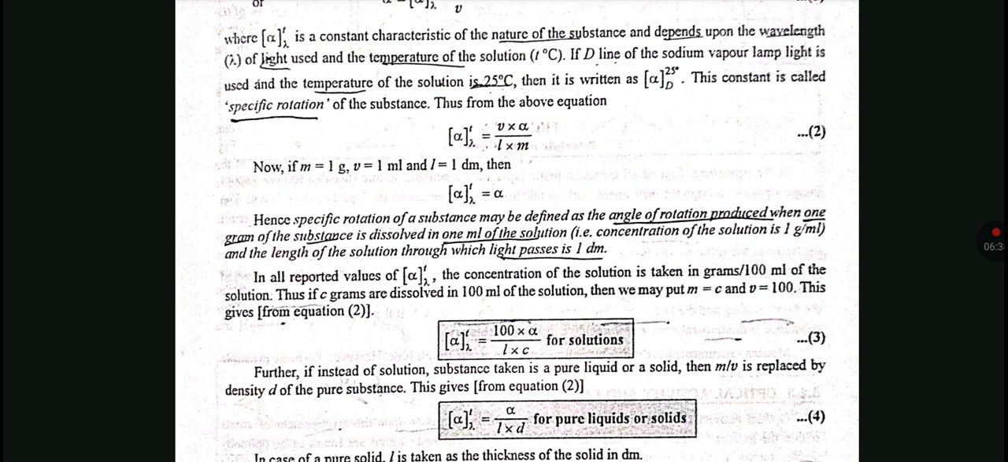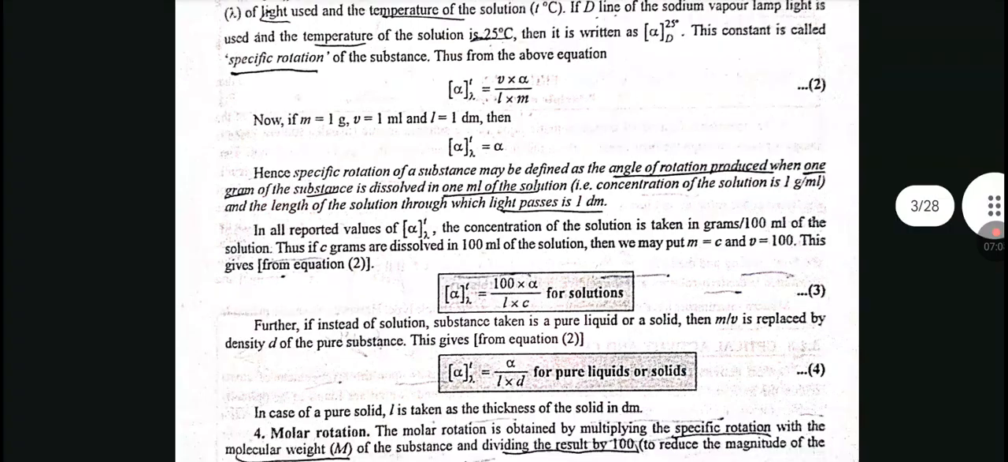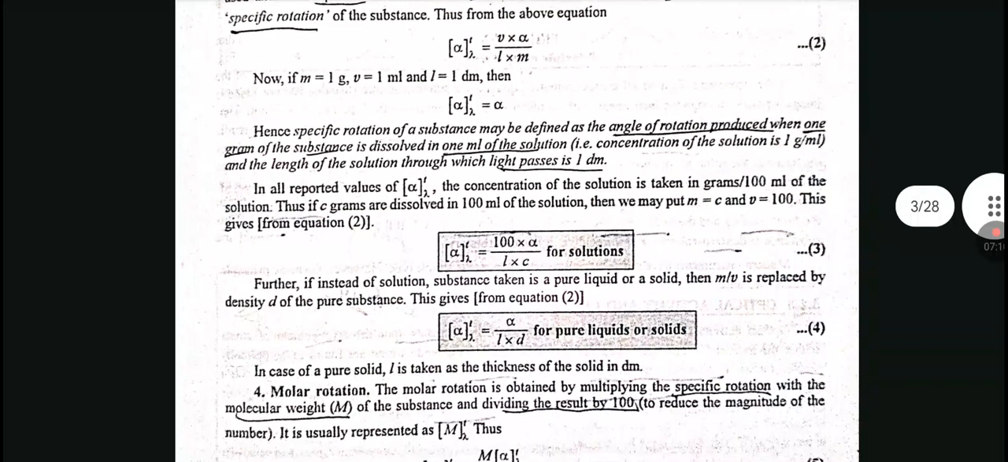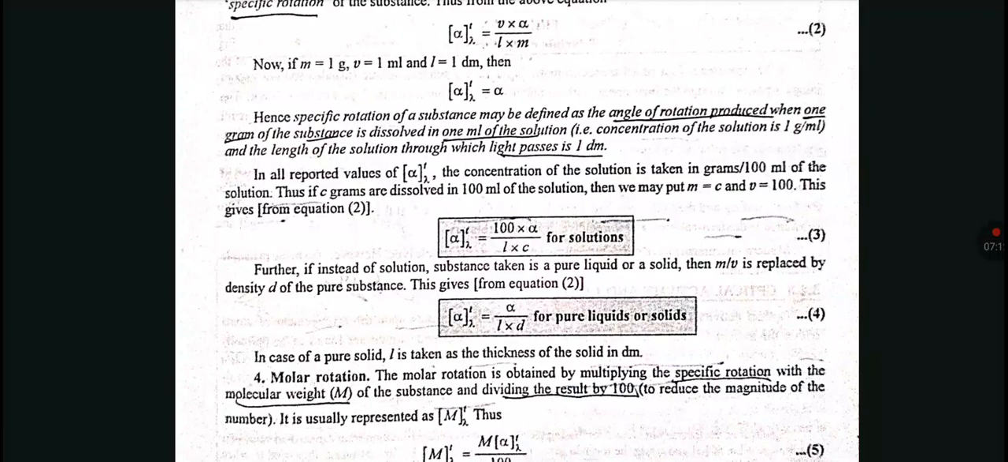Now if m is equal to 1 gram, V is equal to 1 ml and L is equal to 1 decimeter, then alpha lambda T is equal to alpha. Hence, specific rotation of a substance may be defined as the angle of rotation produced when 1 gram of the substance is dissolved in 1 ml of the solution, concentration of the solution is 1 gram per ml, and the length of the solution through which light is passed is 1 decimeter. In all the reported values of alpha lambda T, the concentration of the solution is taken in gram per 100 ml of the solution.